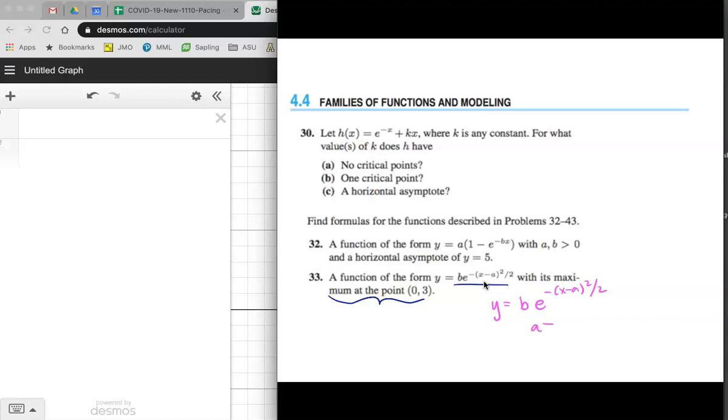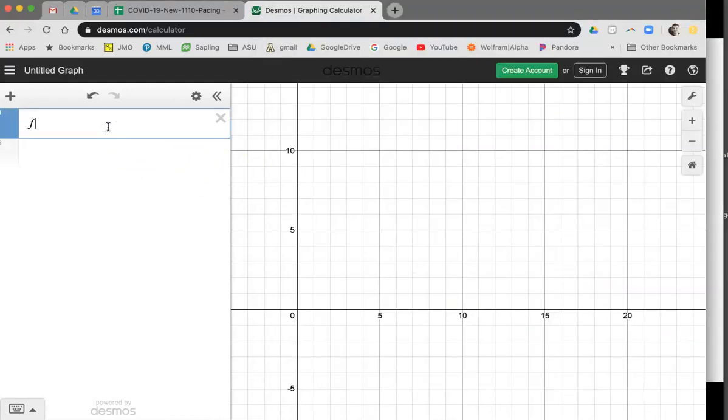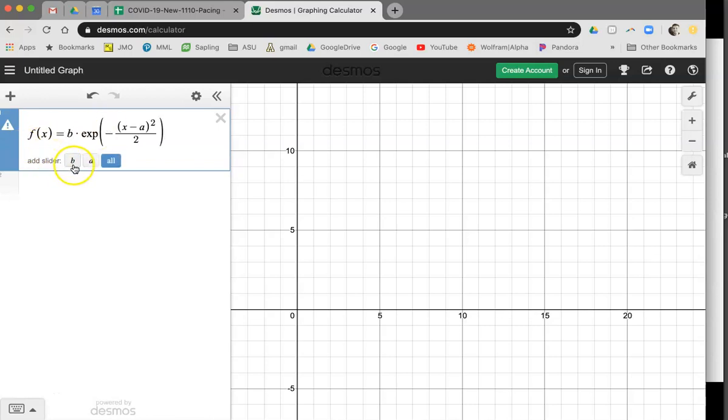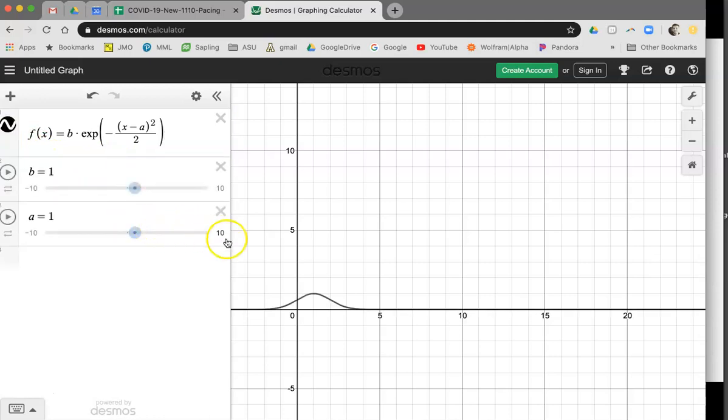What can a and b be so that this function has a local maximum at the point x is equal to 0 and y is equal to 3? Let's look at what a possible function could look like. We could have f of x is equal to b multiplied by the exponential function of negative (x minus a), squared, and then divide the whole thing by 2. And a and b are parameters, so we want to add a slider bar for them.